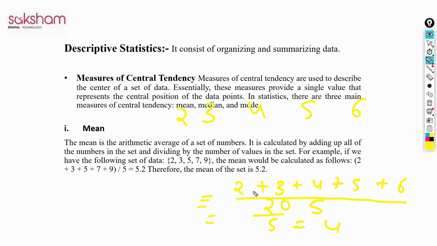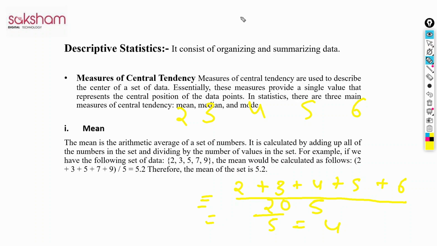You can see we have five odd values like 1, 2, 3, 4, 5. We have odd values, so in a continuous form the middle value is the mean. Now you can see 2, 3, 5, 7, 9. In this we have the mean value of 5.2. We are just taking this example.